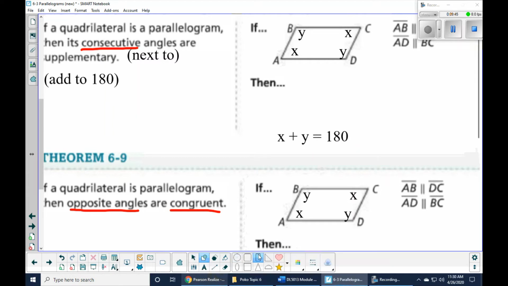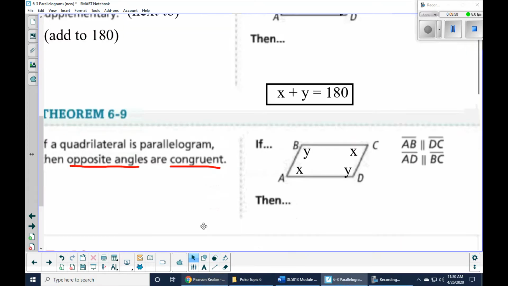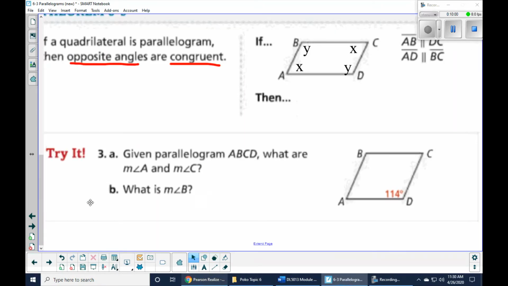Okay? So no matter what the measurement is for each of those angles, the angles across from each other are equal, but the angles that are next to each other, no matter which X and Y you pick, will add up to 180. That's what they say here, supplementary. All right, so let's put that to the test in this example. Given that we have a parallelogram, what are the measures of angle A and angle C?